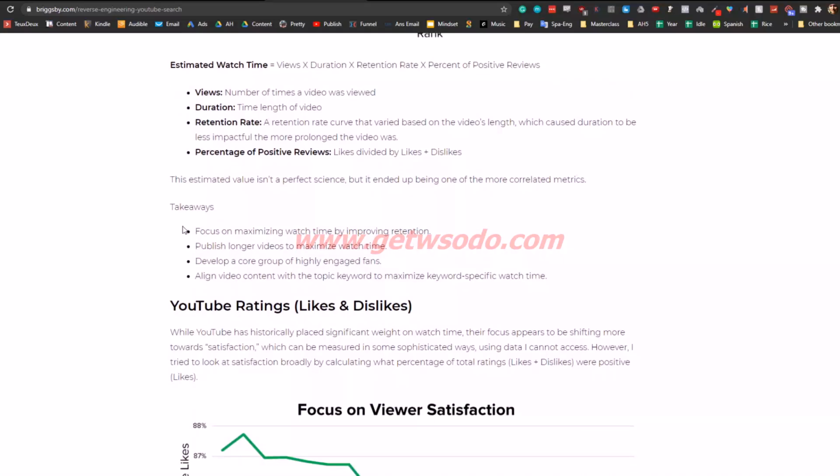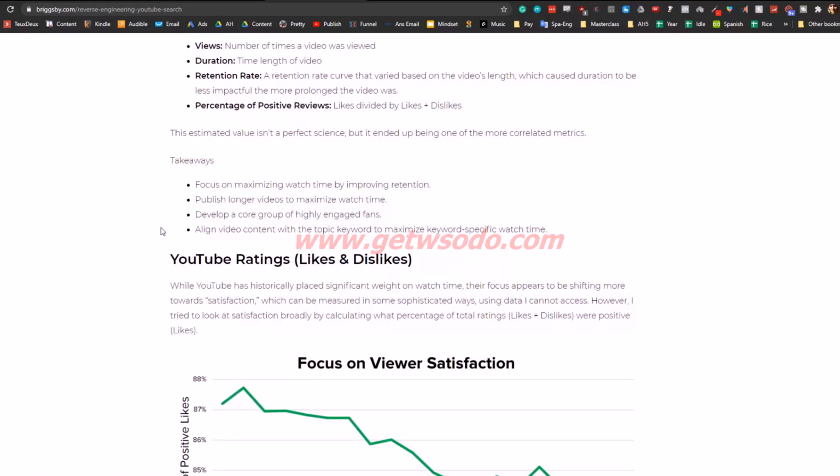So we can kind of see, let's look at the takeaways, guys. Focus on maximizing watch time by improving retention. Publish longer videos to maximize watch time. This is a little bit, I'm going to talk about that in a second. Develop a core group of highly engaged fans. Yes, absolutely. Align video content with the topic keyword to match keyword specific watch time. So let's talk a little bit about publish longer videos to maximize watch time.